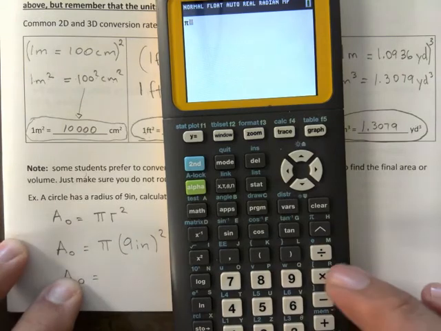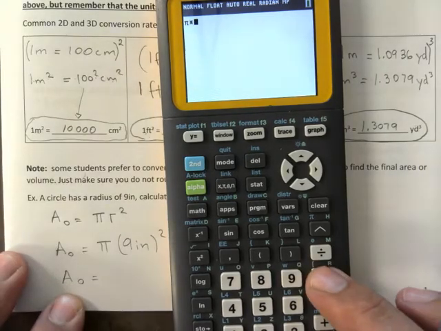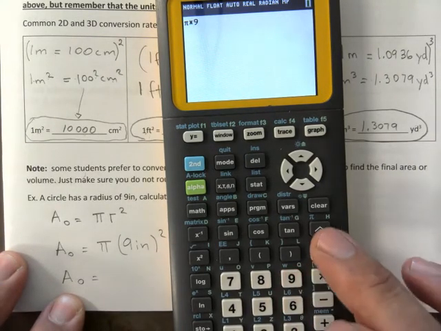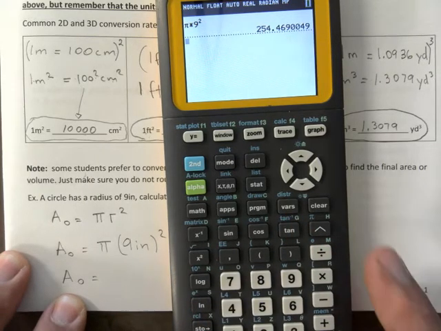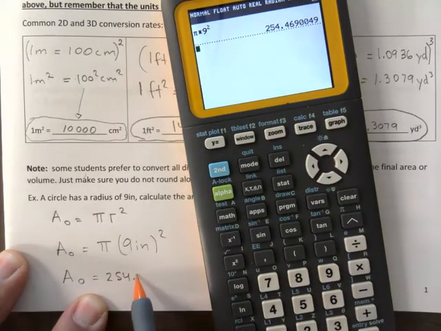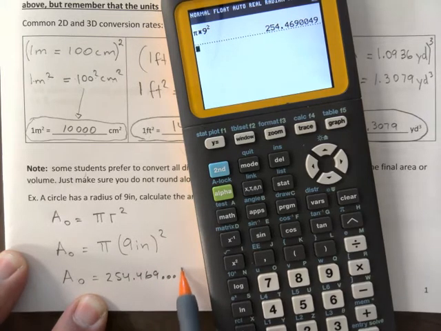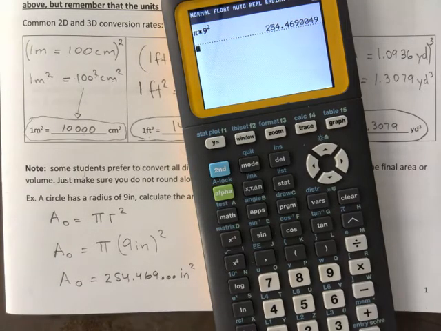So you go pi. I want you to use pi. I don't want you to use 3.1415, right? I want you to use all the decimals, times 9 squared. I'm going to go x squared like that. So that gives you 254.469 dot dot dot. And what units am I in? Square inches. Why am I not rounding? Because this is not my final answer. I'm not there yet. It's asking in square feet.